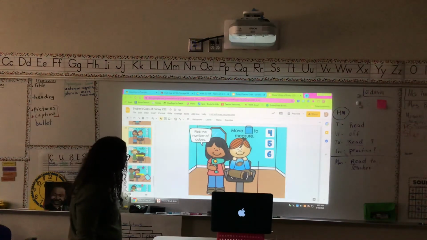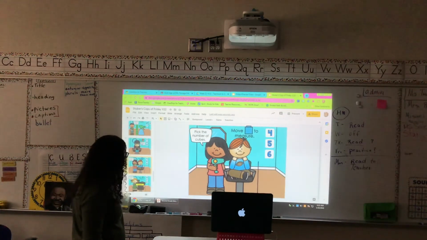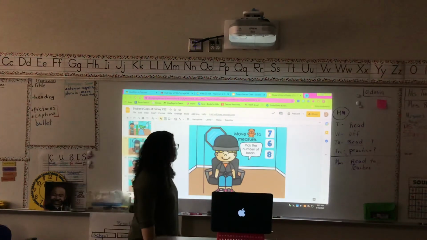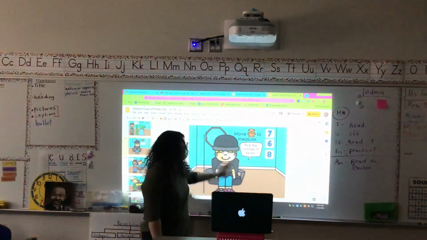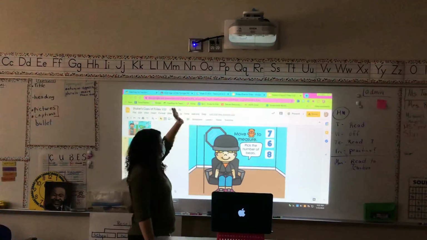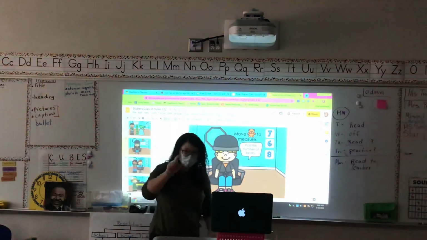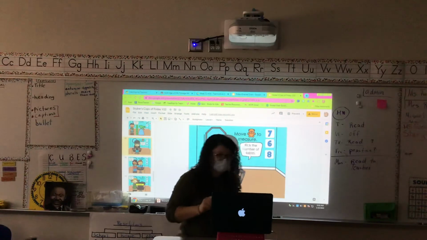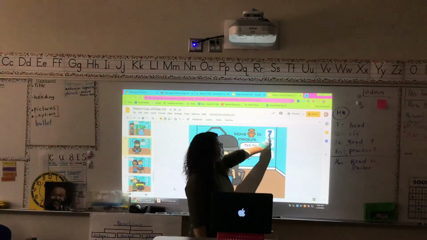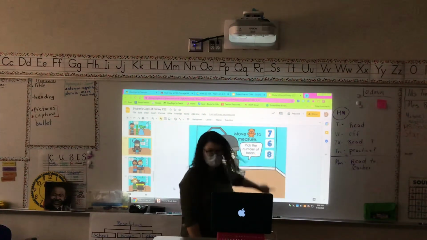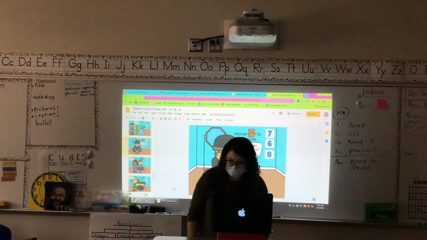Alright, now we got somebody getting their hair dried and they're sitting in the chair. We gotta measure how tall the chair is. Not the person, but the chair. We're gonna use our bears to measure. So let's guess how many bears we're gonna use. Are we gonna do 7, 6, or 8? Right answers on your board.